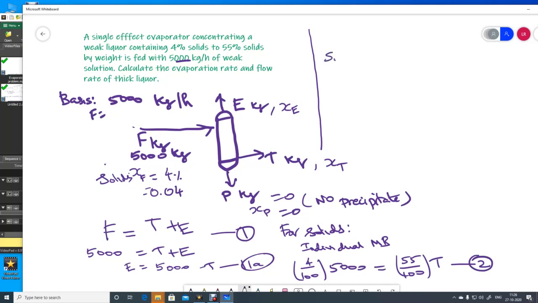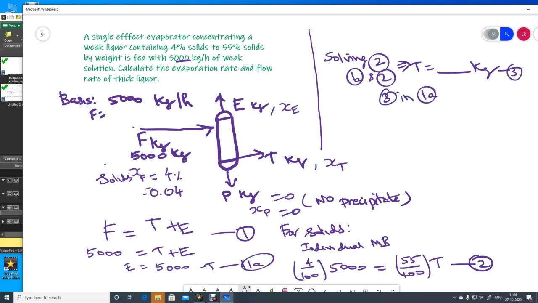Solving for T. Please use your calculator. 0.04 into 5000 divided by 0.55 will give us the value of T in kg. Once you substitute this T value in 1A, we get the value of E. So E is equal to 5000 minus T, and that will be the answer.